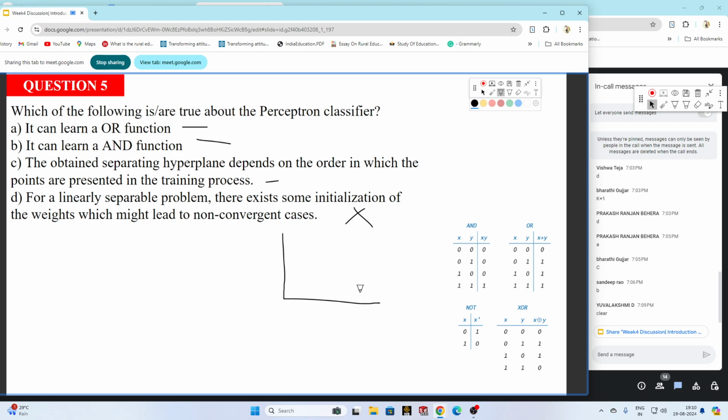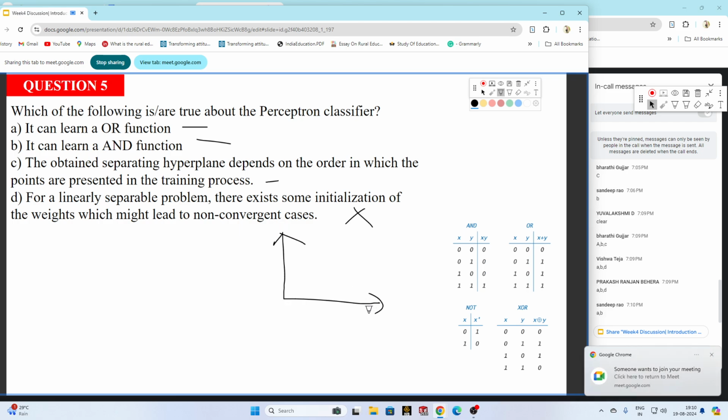Again we have to make these curves. Now we are talking about the OR function. The output of OR will be true whenever at least one of the inputs is true. That means false and false is false, but false and true is true. Now true and false, again true, and true and true is true. So this is your OR curve.